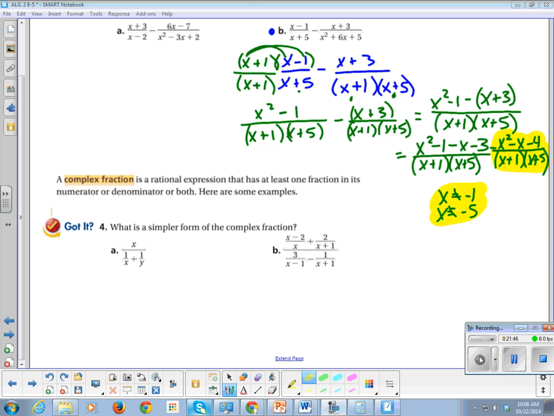All right, we're going to do both of these problems. So a complex fraction is a rational expression that has at least one fraction in its numerator or denominator or both. So now we're getting crazy all up in here.